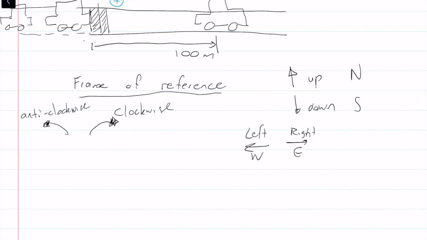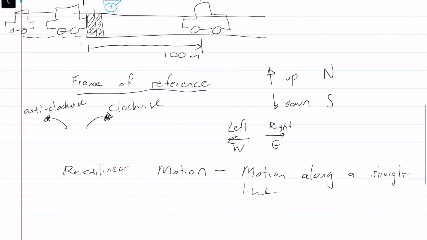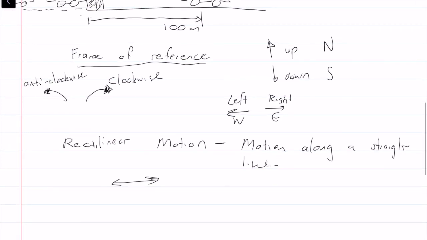Okay, and then rectilinear motion. Rectilinear motion speaks of straight lines. Basically, it means motion along a straight line. So rectilinear motion can be horizontal motion, or it can be up and down motion, vertical motion. So we can get vertical rectilinear motion, or we can get horizontal rectilinear motion. We're probably going to deal with horizontal in this case.